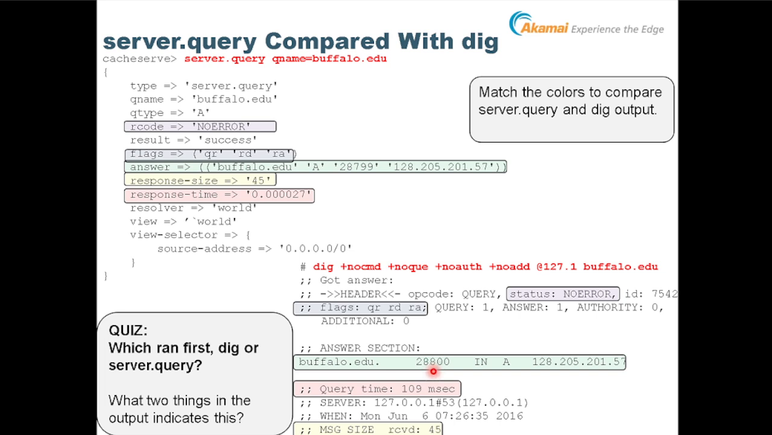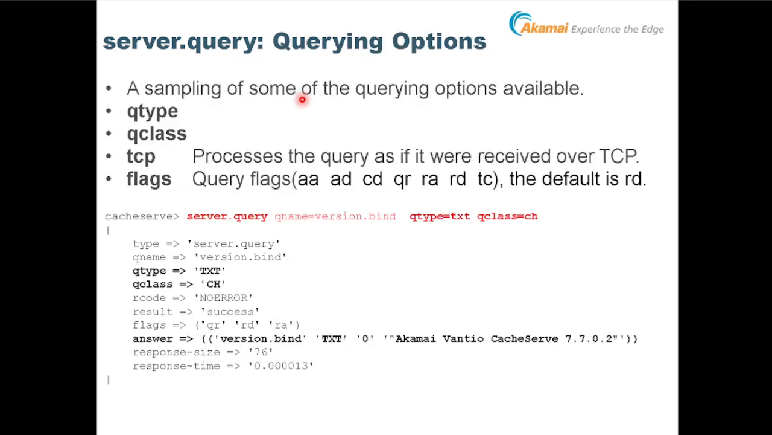If any policies were run, you also get to see that. You can emulate an arbitrary IP address, which is very difficult to do with dig without changing the network or doing something like that. So you can emulate different clients very easily. So server.query is a great tool to play with.